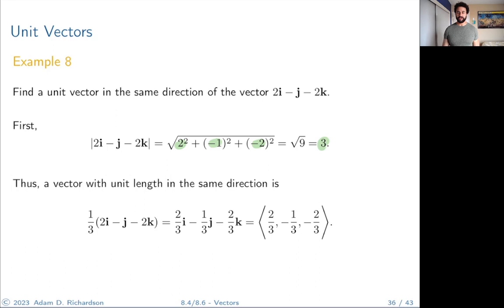Now, if we want a vector that has unit length, but it's in the same direction, we just divide 2i minus j minus 2k by 3. So that's what I'm doing here. I'm multiplying the vector by 1/3. So we get 2/3 i, negative 1/3 j, negative 2/3 k, and there it is. So that vector has the same direction, but it's unit length, which is really handy because now we could just count by that unit vector to say how far we want to go.